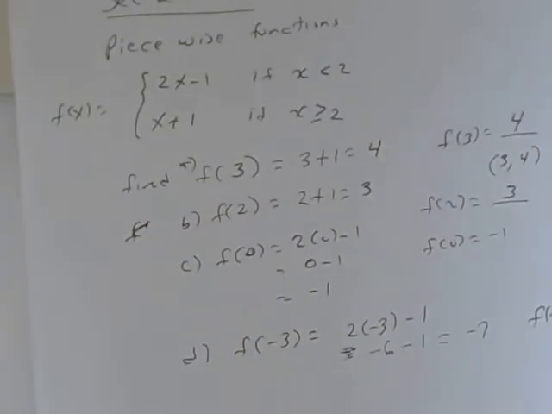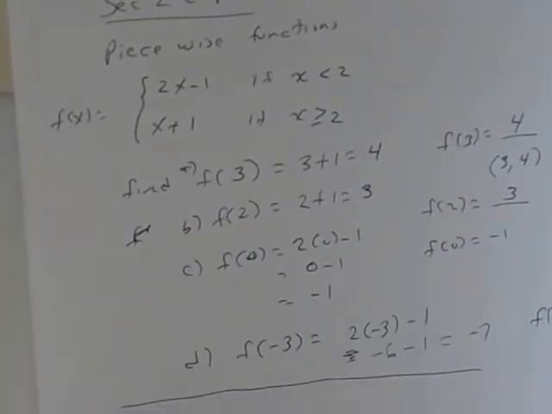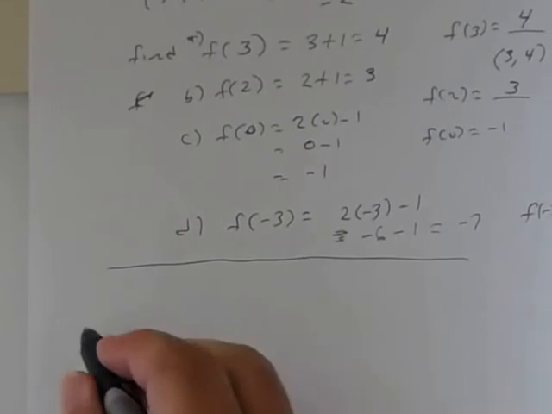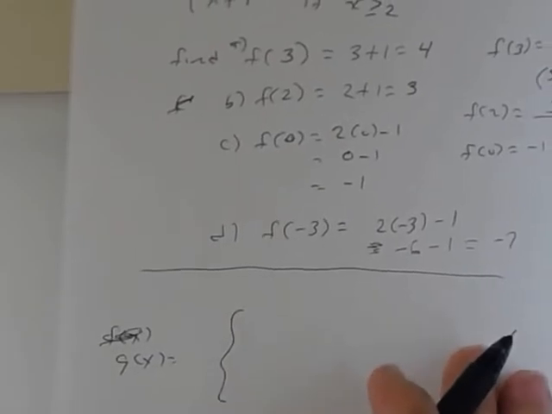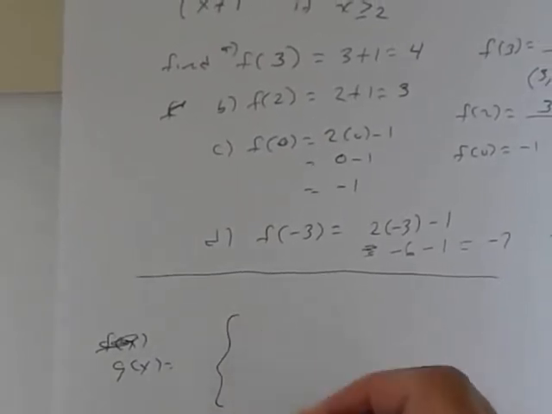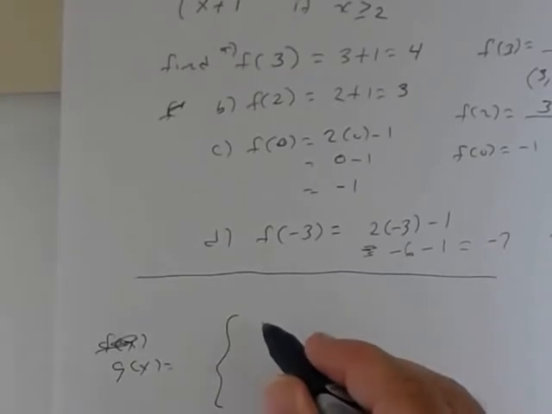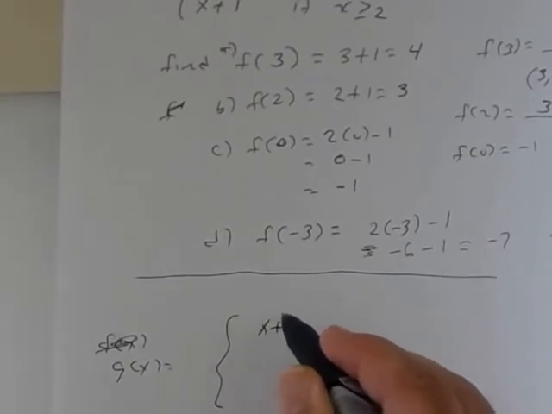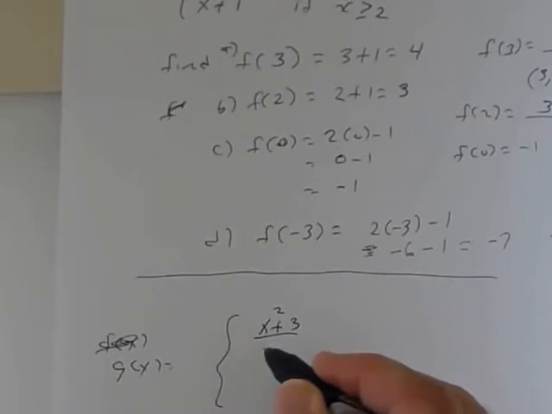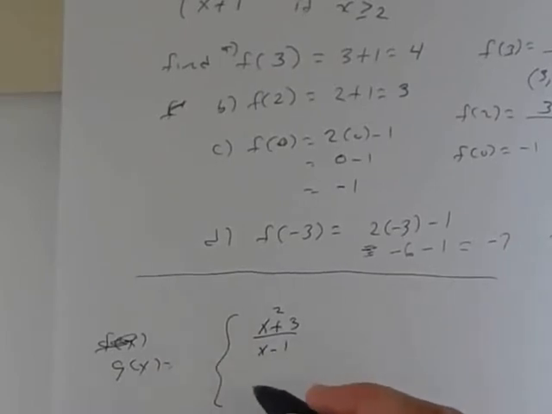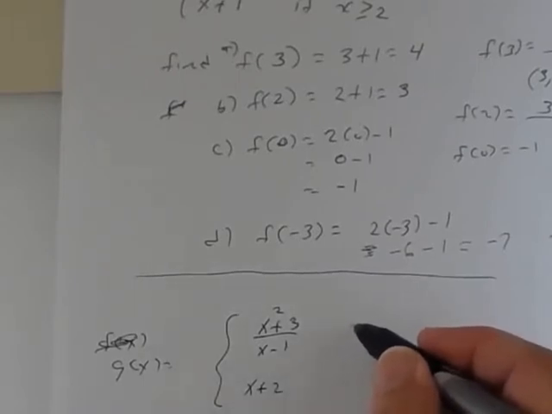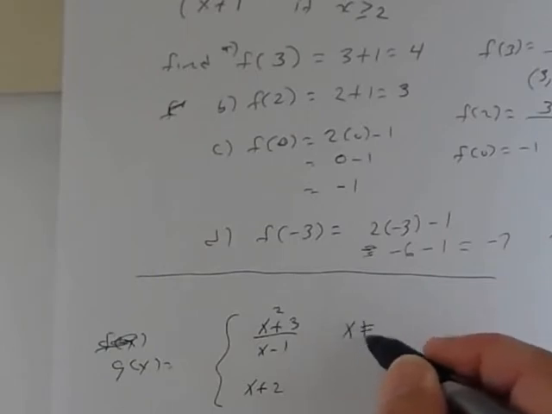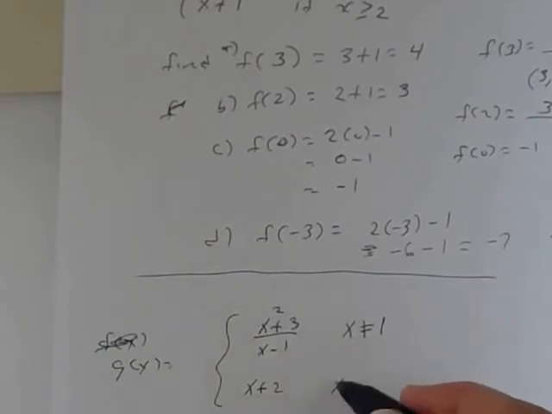Okay, let me just quickly do one like number 3, just to remind you what to do there. Okay, suppose we had this function. Let's make it g of x. G of x equals, and let's say my function g of x is made up of these two functions. x squared plus 3 divided by x minus 1, and then x plus 2. I'm going to use this one if x does not equal 1. I'm going to use this one if x equals 1.